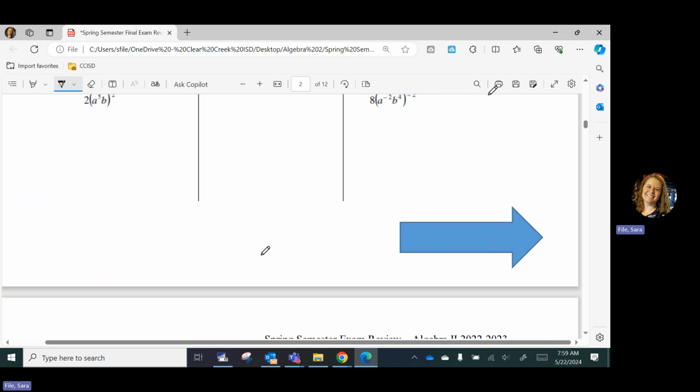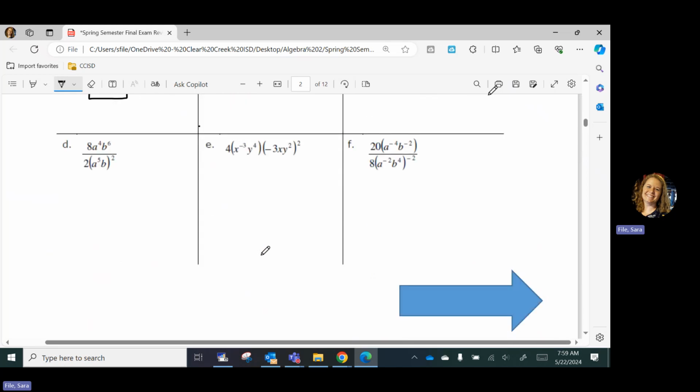Simplifying on D here, you've got to first drop these parentheses. So that squared is going to be a to the 5th and b. Okay, so in my denominator, I'm going to have the 2 from the front, and then that's going to be a to the 10th, because when you raise a power to a power, that's when you multiply, and then b squared. And then my numerator hasn't changed at all.